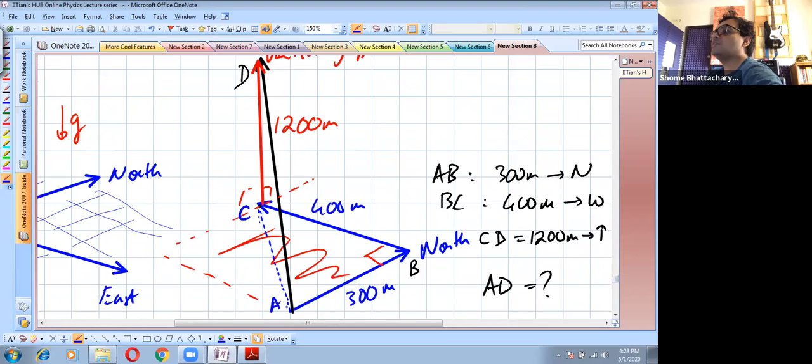So in this triangle ACD, this AC is actually lying on the ground and CD is vertical. So this angle is 90 degrees between CD and AC. And we are trying to find out what? AD. That is the net displacement. This is what we are trying to find.